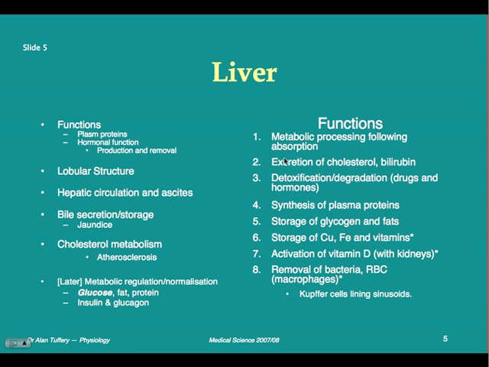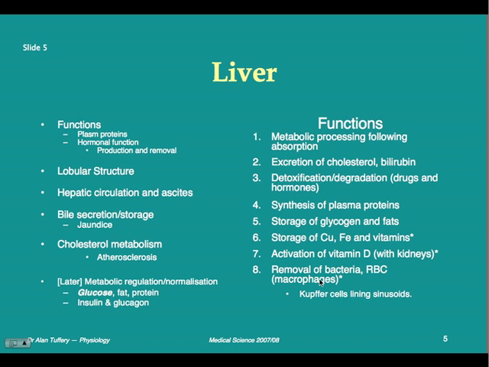It receives the blood from the gut and it gets first go at processing everything. So it's detoxification, processing of foodstuffs. We'll talk about those elsewhere. Excretion of cholesterol and bilirubin. We'll talk about that. It's the breakdown product of hemoglobin. Detox, degradation, plasma protein synthesis, very important. Storage of various things. I'm not going to say anything about those last ones down there.